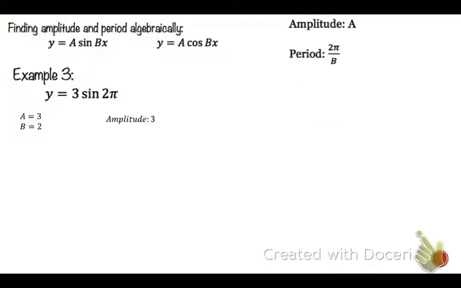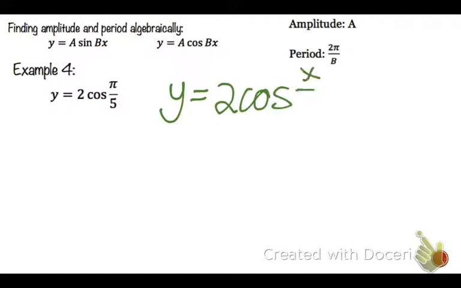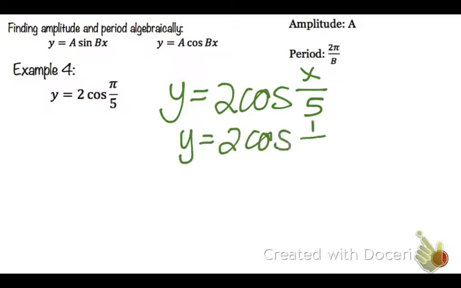Let me just get through these ones. Okay, so y equals 2 cosine of x over 5. I didn't mean to put pi in there. That is the same thing as y equals 2 cosine of 1/5 x. My a value is always right in front of cosine or sine. So my a is 2. My b value is 1/5.